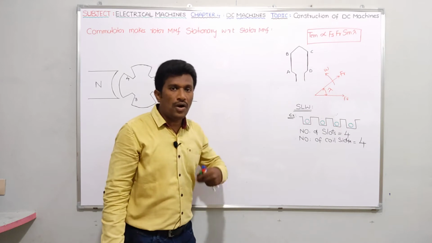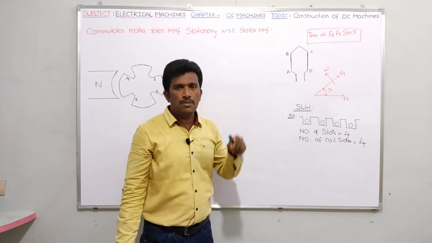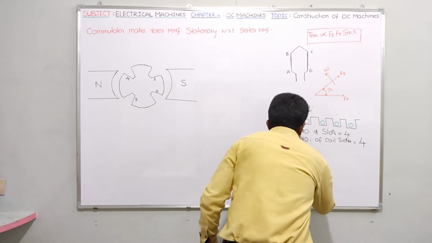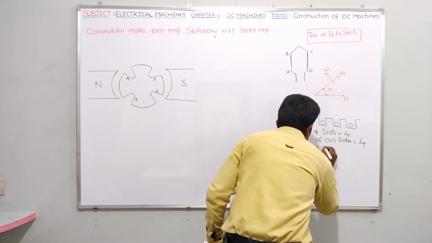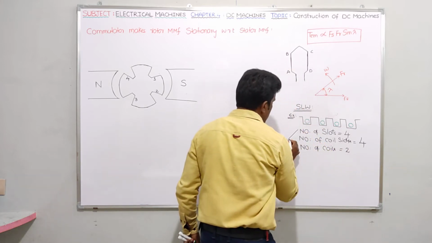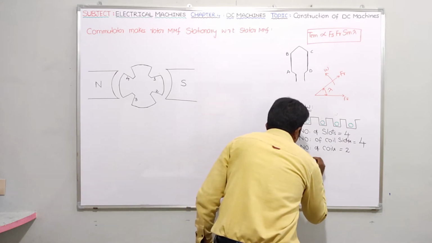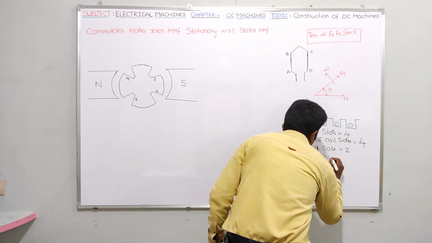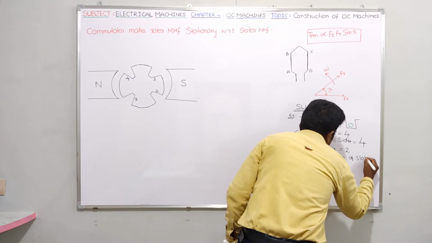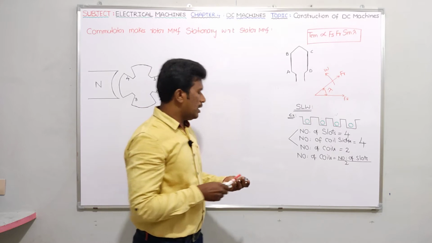Now what about the number of coils? I told you 2 coil sides give you 1 coil. That means the number of coils is equal to the number of coil sides divided by 2. Therefore the number of coils is equal to 2. So what is the relation between the number of coils and the number of slots here? The number of coils is equal to the number of slots divided by 2. This is the relation for single layer winding. Is it clear, guys?